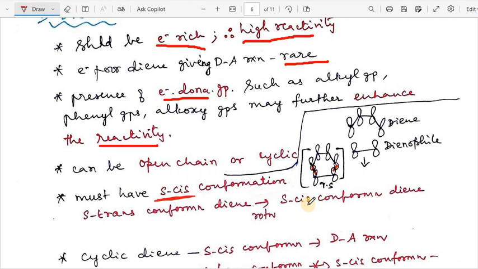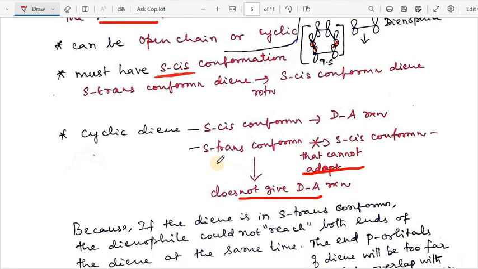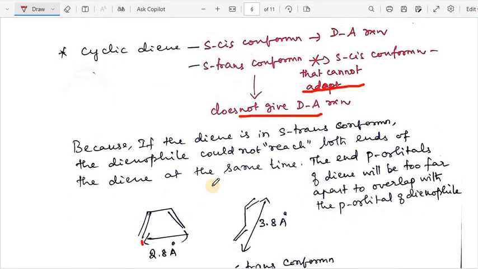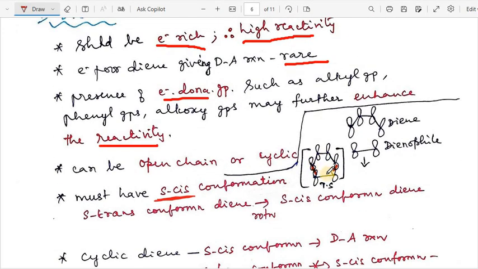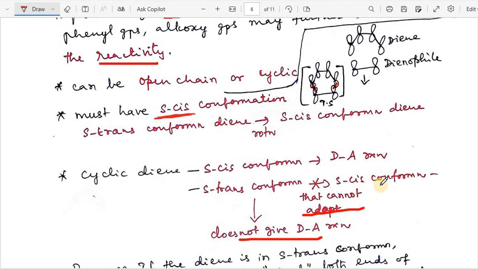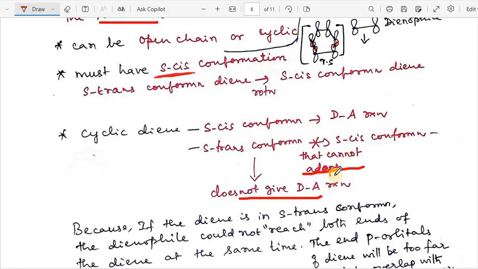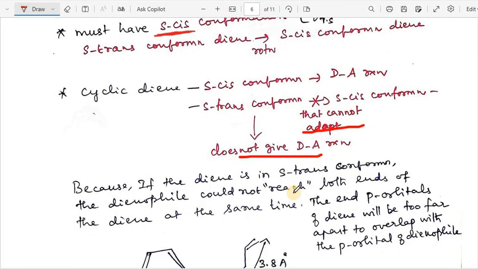Why? What is the reason? Because the S-trans diene does not have the conformation to undergo addition. See here, with an S-cis diene there are no issues. It will undergo Diels-Alder reaction. An S-trans conformation that cannot adopt S-cis conformation will not give Diels-Alder reaction at all. If it has the capability to undergo rotation and form the S-cis conformation, it will undergo Diels-Alder reaction. The S-trans conformation that cannot adopt S-cis conformation cannot undergo Diels-Alder reaction.